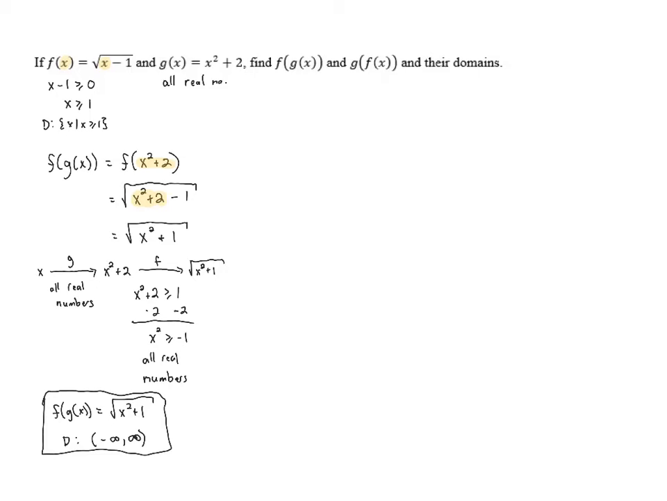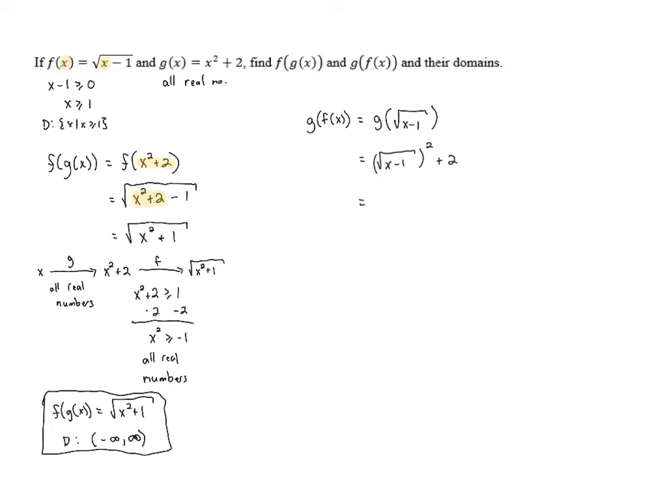Now let's take a look at g of f of x, the other composition. We have to evaluate g at f of x, and we know f of x is the square root of x minus 1. So here we've got g of the square root of x minus 1. Now g as a function takes the input and squares it, and then it adds 2. So we have to take the input, which is the square root of x minus 1, and then we have to square it, and then add 2.